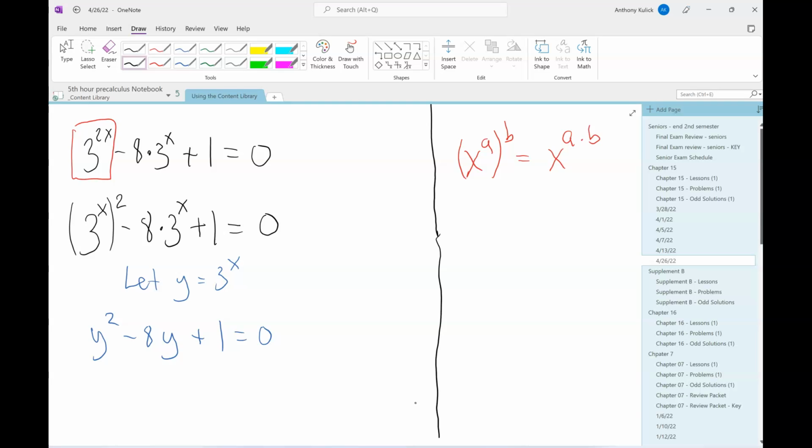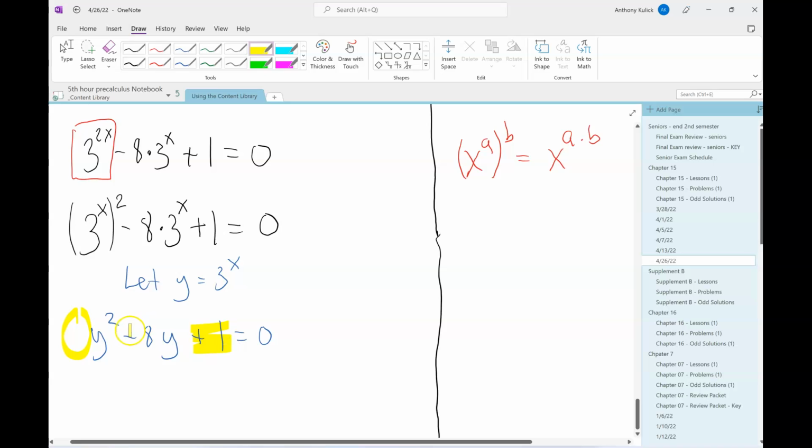Quadratic formula. The other major method we would have used was factoring, right? Now, to factor this, I would check factoring first since the leading coefficient is 1. To factor this, we'd have to find 2 things that multiply to give us 1 and then add to give us -8. I don't know of 2 integers that do that.